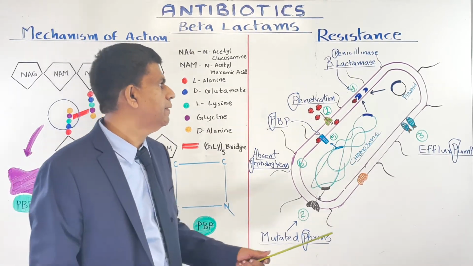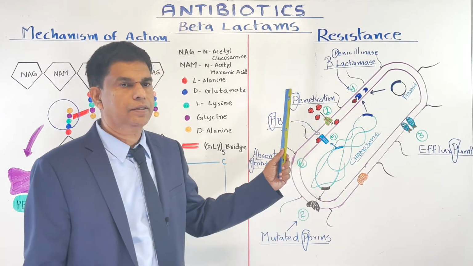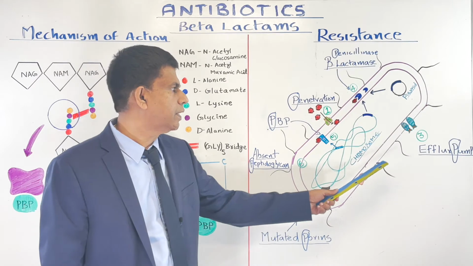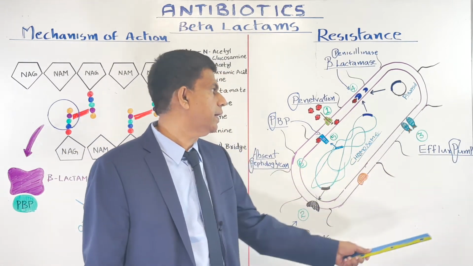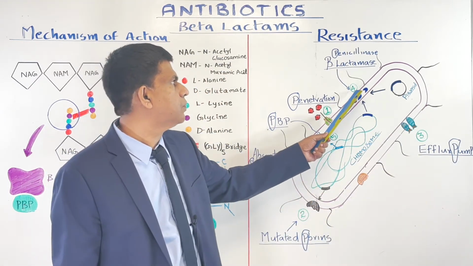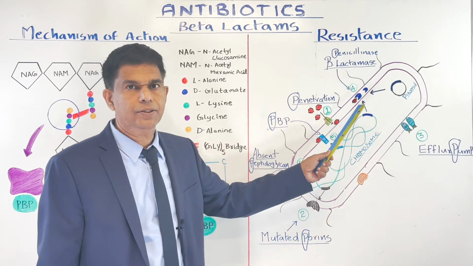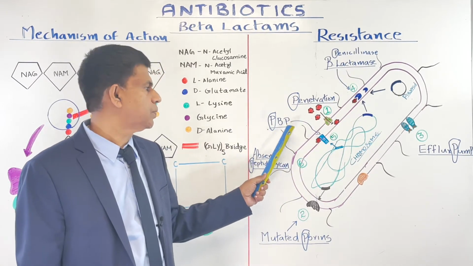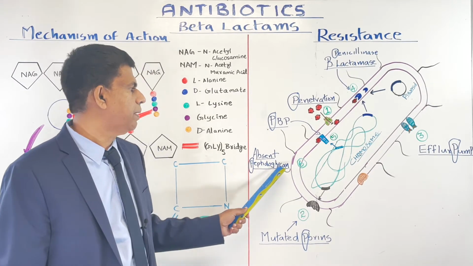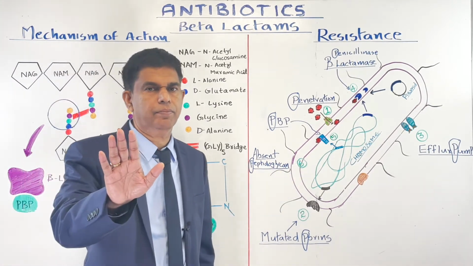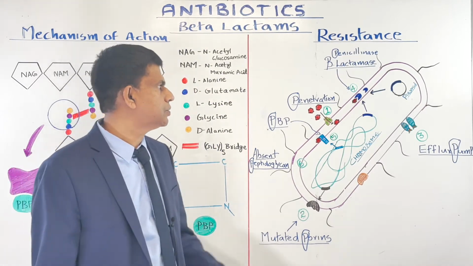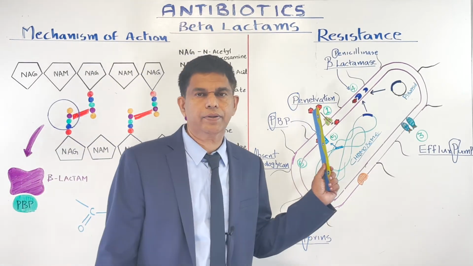What is the first P? Penetration. Number two is porins. Number three is pump. Number four is penicillinase, number five is penicillin-binding protein, and the last one is peptidoglycan. Six P's, remember. Very, very important because it could be an examination question. So let's start with number one, penetration.